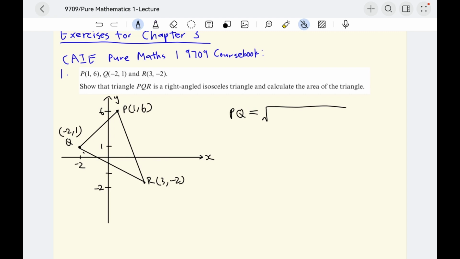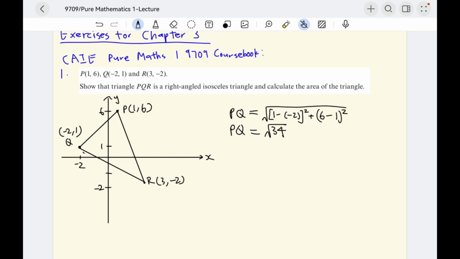I need to take the distance of PQ by using the Pythagoras theorem, which is the square of the difference of x plus the square of the difference of y, sum it all up and take the square root. So for PQ I have 1 minus -2, and carry out the same procedure for the y coordinate as well. So you have square root of 34 for PQ.